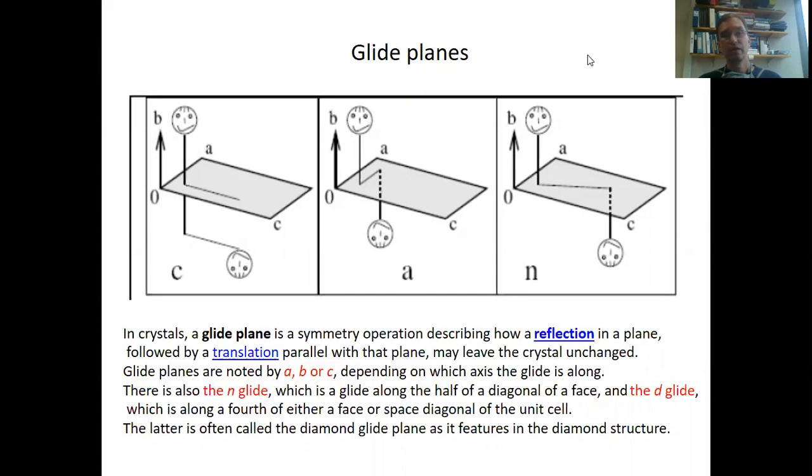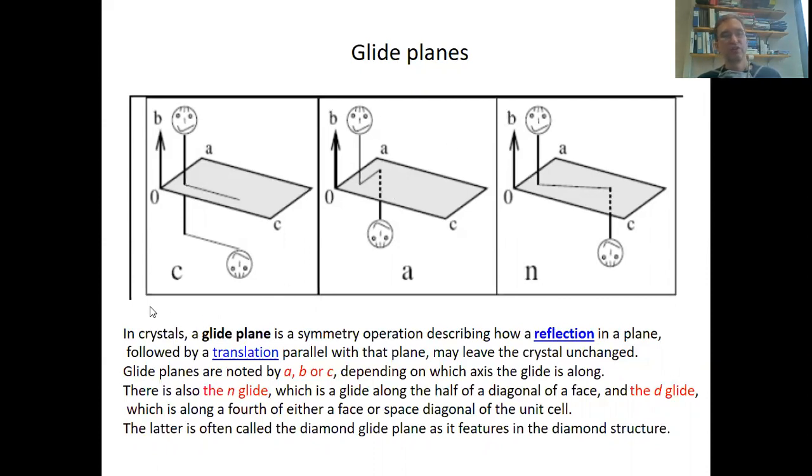Now, on the other hand, there are some symmetry elements and symmetry operations in extended solids that do not exist in molecules. And these are the glide planes and the screw axes. I would like to discuss these now. So let us first look at the glide planes. What do we mean by a glide plane?